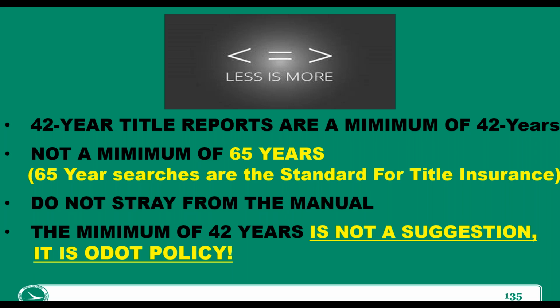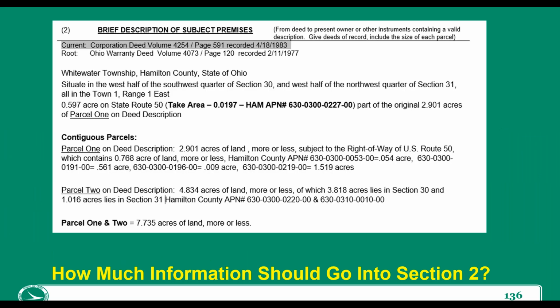Managers, it's 42 years, not 65. If you got 65 in your head, you need to come back to ODOT and leave the mortgage roll behind. So we're going to move on to how much information can go in section 2.